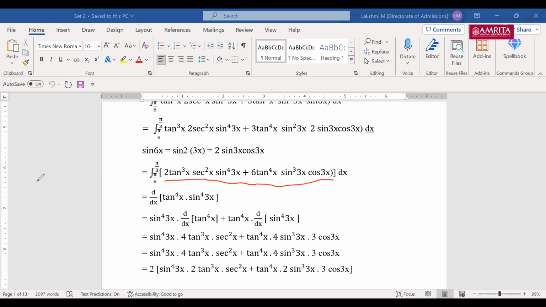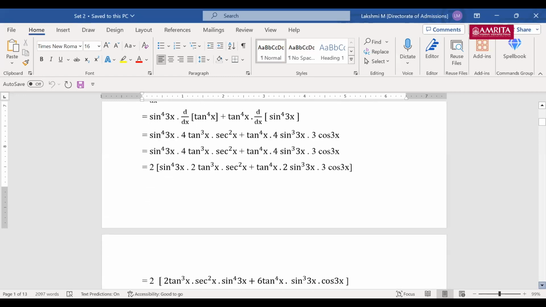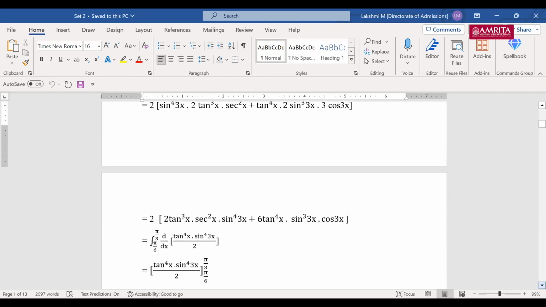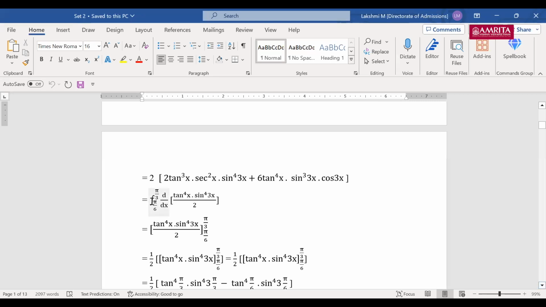So whenever this type of question comes, you need to understand what you have to do. If you feel like, yeah, it's tough, it's a bigger one, you need to reduce it to the smaller terms and then you can solve it easily. So as we have discussed, I have just taken that 2 outside and I'll be able to write this easily as d by dx of tan raised to 4x into sine raised to 4, 3x by 2. So this is something, now the integral and d by dx goes and you can directly apply the limit pi by 3 and pi by 6.